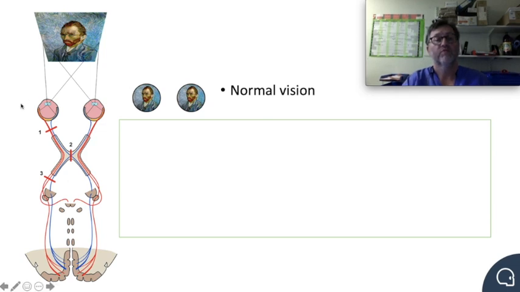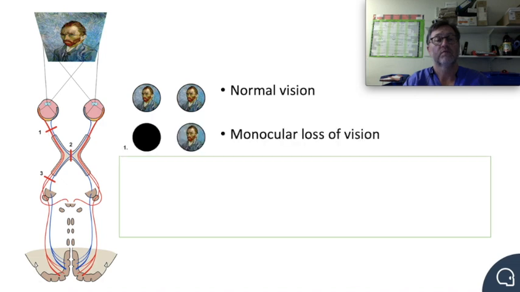Well, we've laboured the fact about normal vision coming from both eyes. So here we've got the image from the left eye and the image from the right eye of Van Gogh's self-portrait. That's normal vision. If we take an injury through the optic nerve, let's say position 1, then you will lose all vision in that eye. And you can demonstrate that just by covering one eye. It removes vision, blank. And that's a monocular loss of vision.